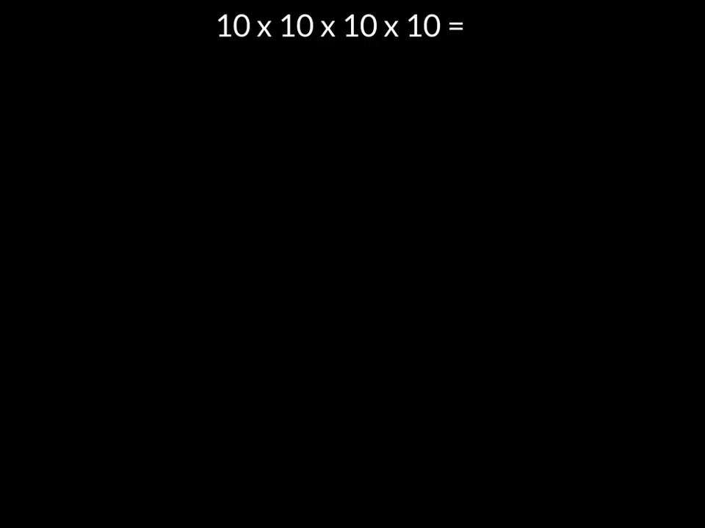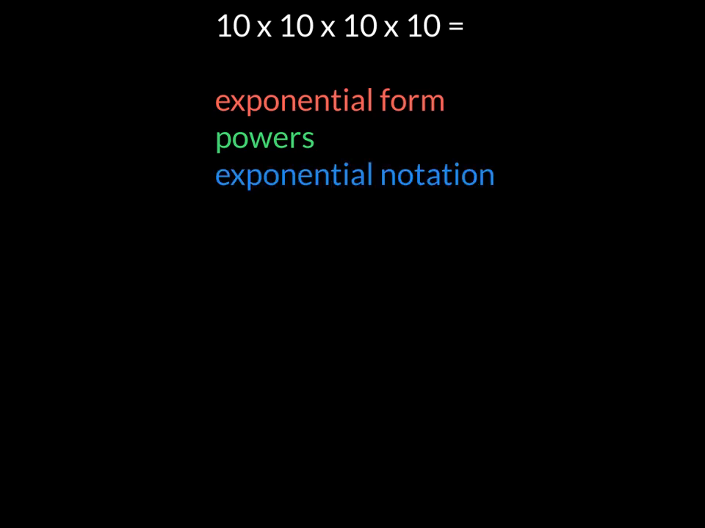Let's jump right in with an example. We have 10 times 10 times 10 times 10. When the factors are the same, the number or product can be written more concisely in exponential form, which is also called powers or exponential notation. And it looks like this. 10 to the fourth, which equals 10,000.